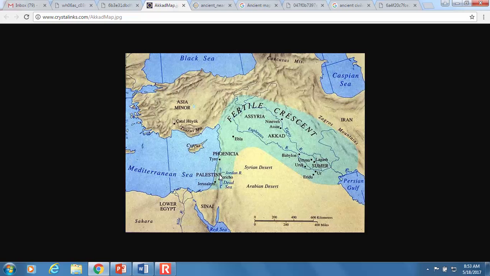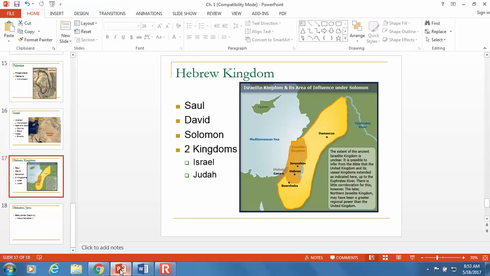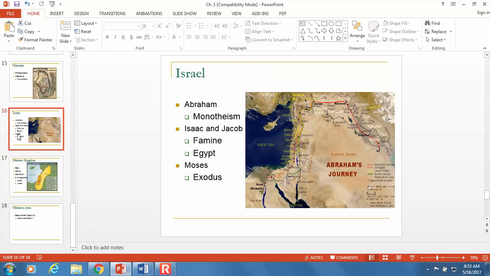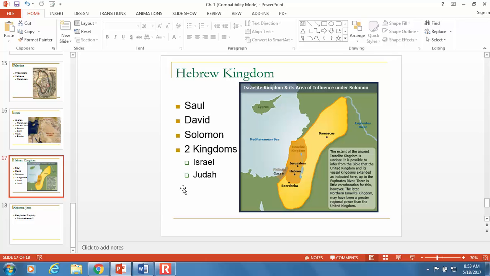And so they were organized into 12 tribes. Get that in your notes. They were organized into 12 tribes based on the sons of this man here, Jacob. Remember I told you he had 12 sons? That's why I wanted you to write that down. So your 12 tribes are pretty much based on that.